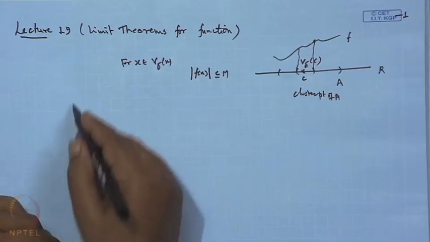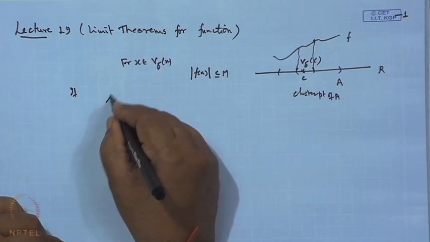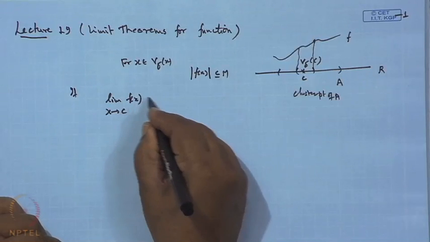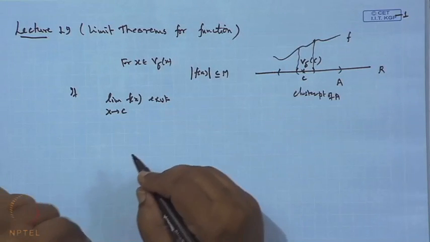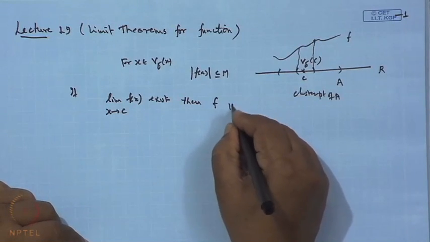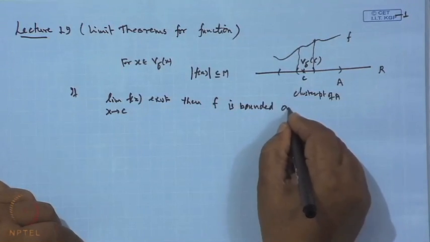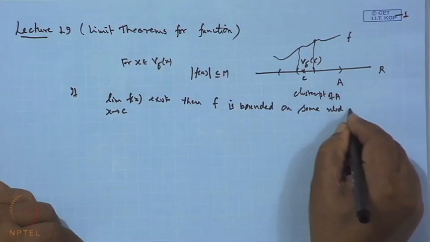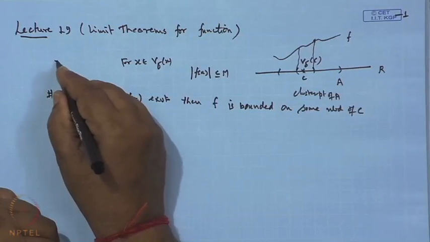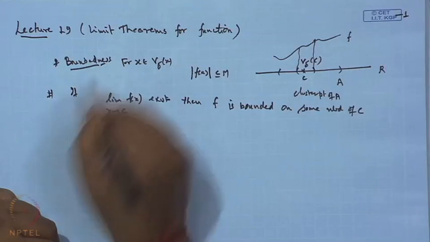And one more result which we have seen: if the limit of the function f of x when x tends to C exists as a limit, then f is bounded on some neighborhood of C. This also we have seen as a result. So, these two things, boundedness of the function and the limit.